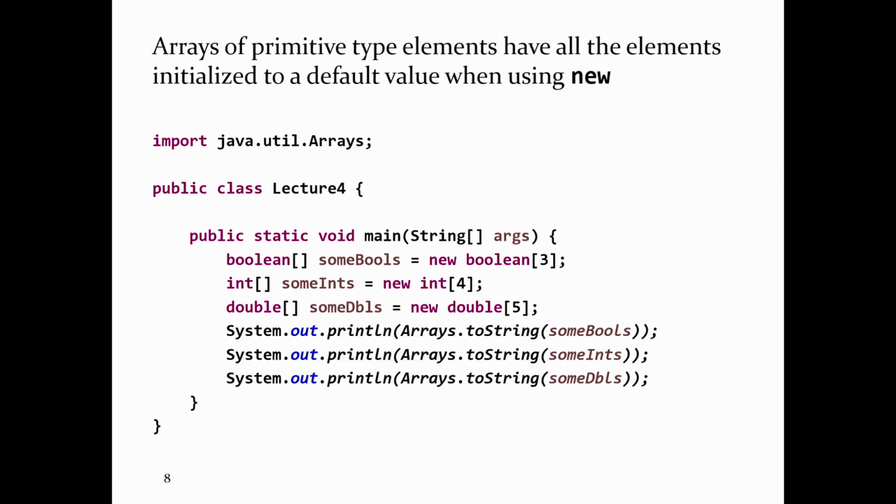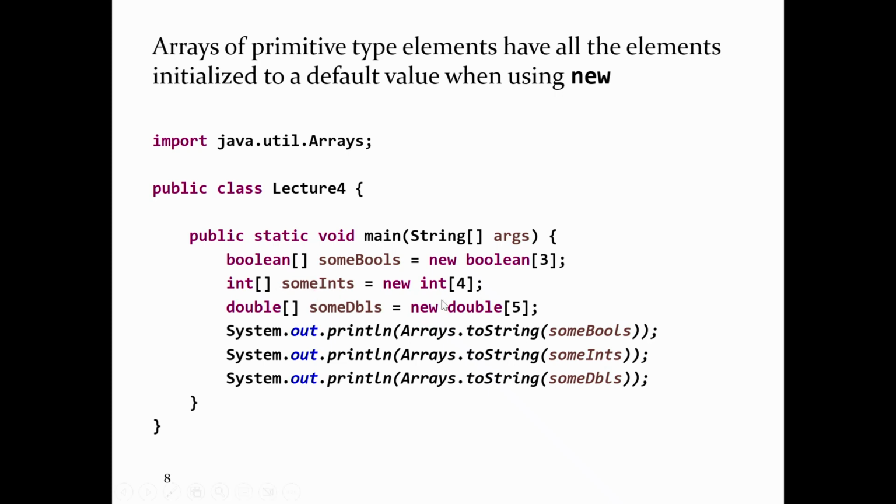Okay, if you make an array of primitive type, all of the elements get initialized to some default value when you use new. So here's some bools. Some bools is just going to be an array of 3 Boolean values. It turns out if you have an array of Booleans, all the values get initialized to false. So the default element value for an array of Boolean is false.